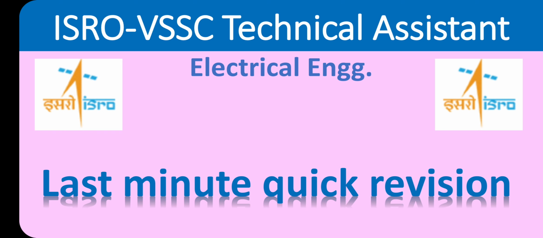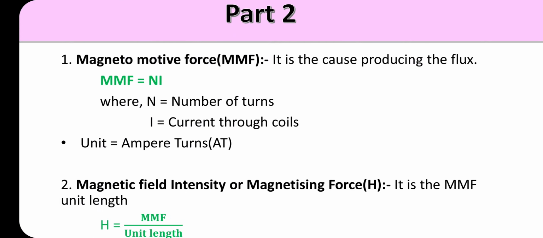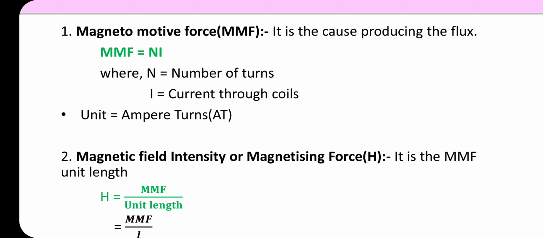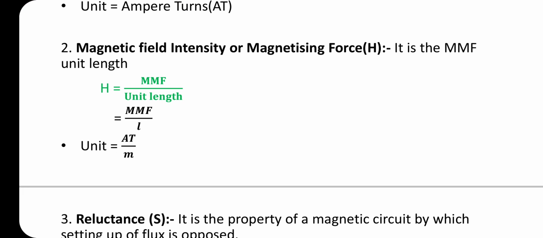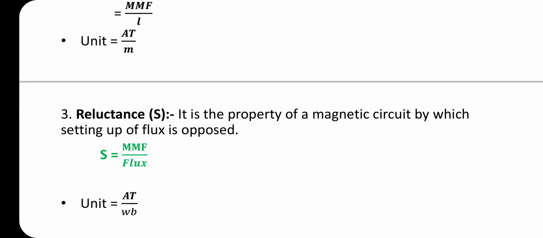All the best, guys. Come to first point, magnetomotive force, MMF. It is the cause producing the flux. MMF equal to Ni, where N is the number of turns and I is the current through coils. The unit is ampere turns, AT. Magnetic field intensity or magnetizing force H. It is the MMF per unit length. H equal to MMF divided by length L. Unit is AT per meter.